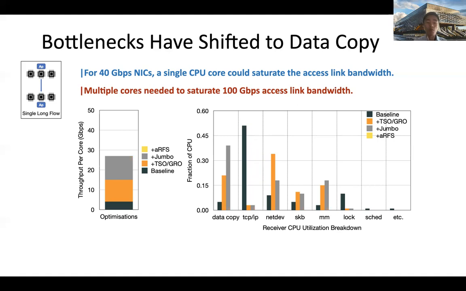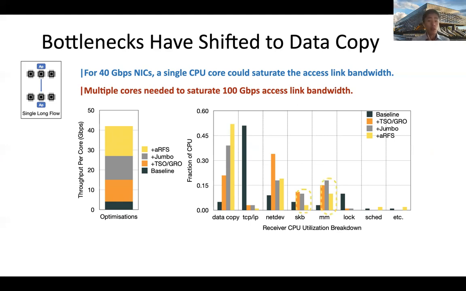Enabling 9,000 byte jumbo frames further improves throughput per core to 27 gigabits. As we can see, it reduced GRO overheads as the MTU is now larger, and the bottleneck shifts to data copy. After enabling aRFS, throughput per core reached 42 gigabits. Enabling aRFS co-locates the interrupt processing on the application core, which leads to better cache locality. This improves data copy efficiency and also reduces overheads of memory and SKB management.